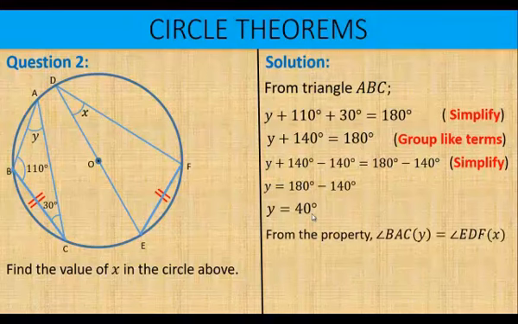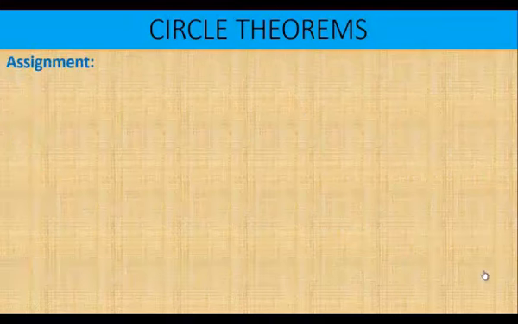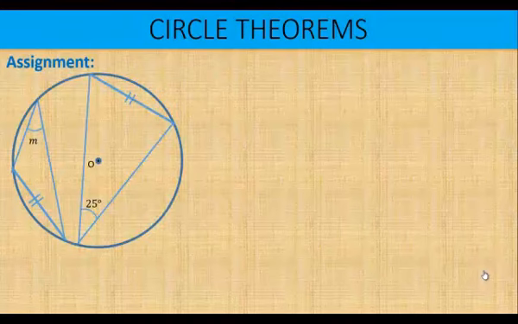But we know from the property that angle BAC, which is y, is equal to angle EDF, which is x. So when we know the value of y, then we can say that x is equal to 40 degrees. Now let us look at the assignment for the day.